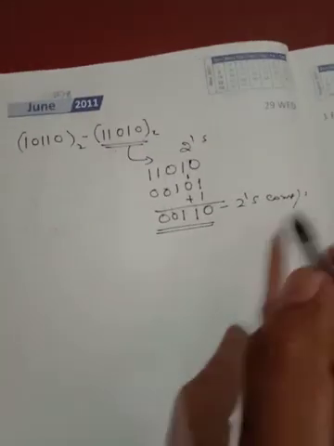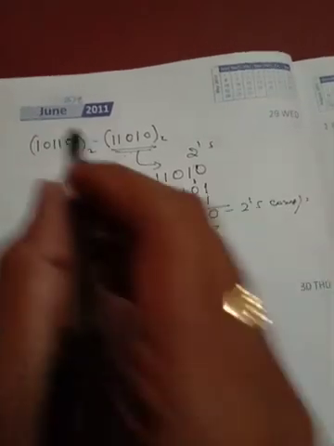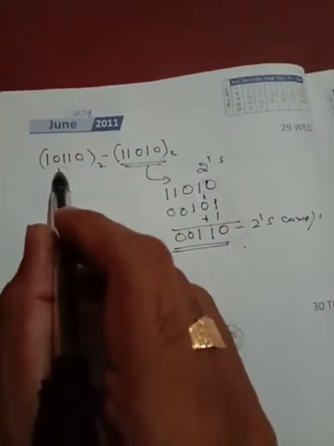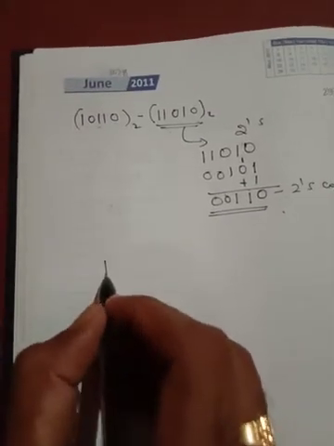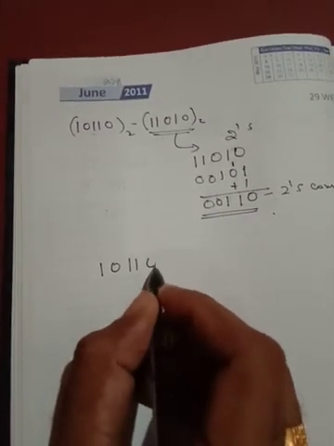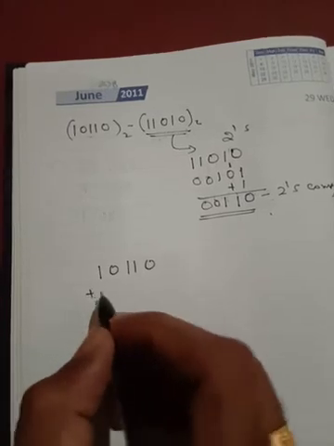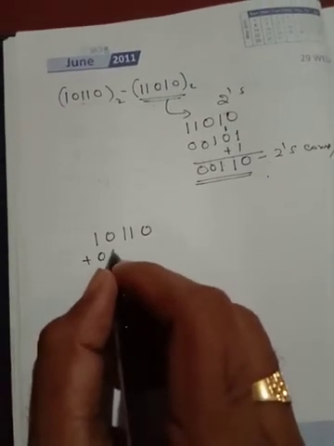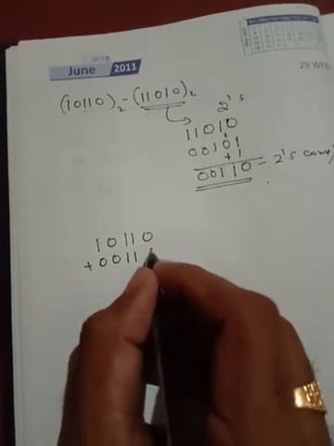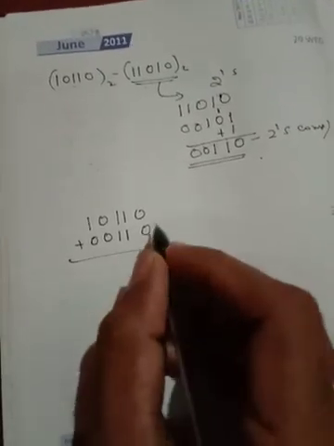Fine. Now what you have to do is consider this value and add it to the minuend. How to do that? It is nothing but 10110 plus whatever result you received here, which is 00110.